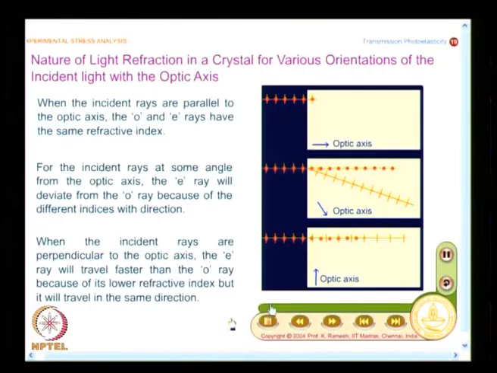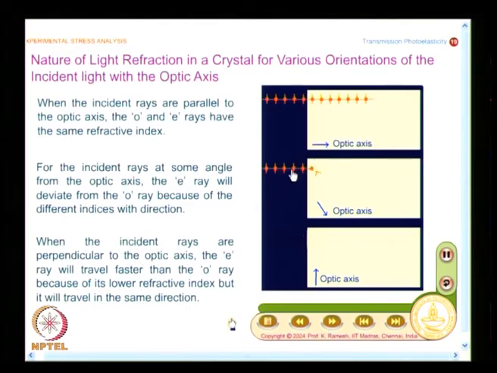Let us continue our discussion on transmission photoelasticity. For you to understand photoelasticity, you need to develop concepts related to crystal optics. One of the very important concepts that we saw in the last class was, when I have a crystal and a light incident on it, I can look at the incident light with respect to the optic axis. In the first case, the incident light is along the optic axis.